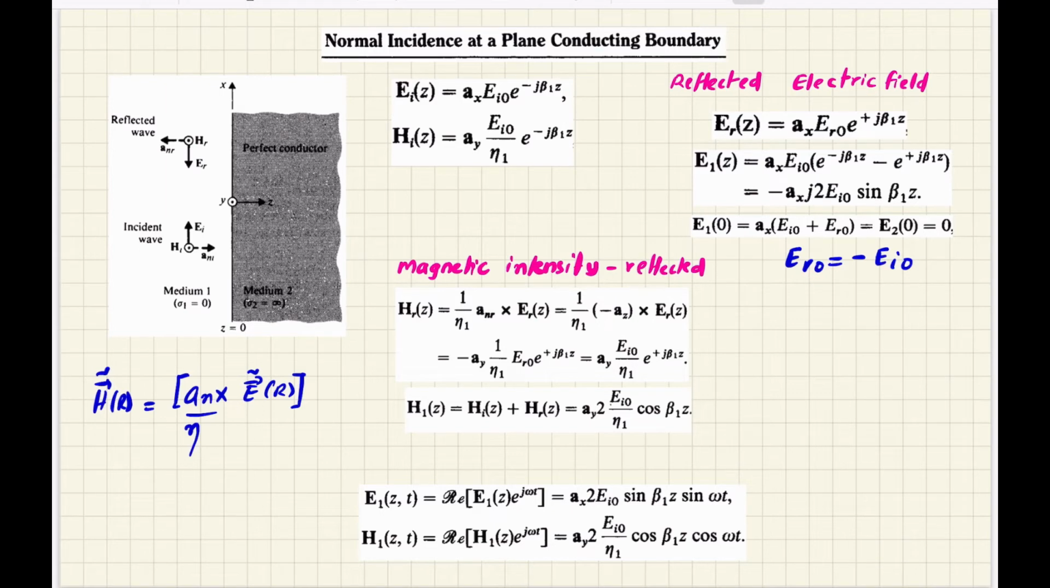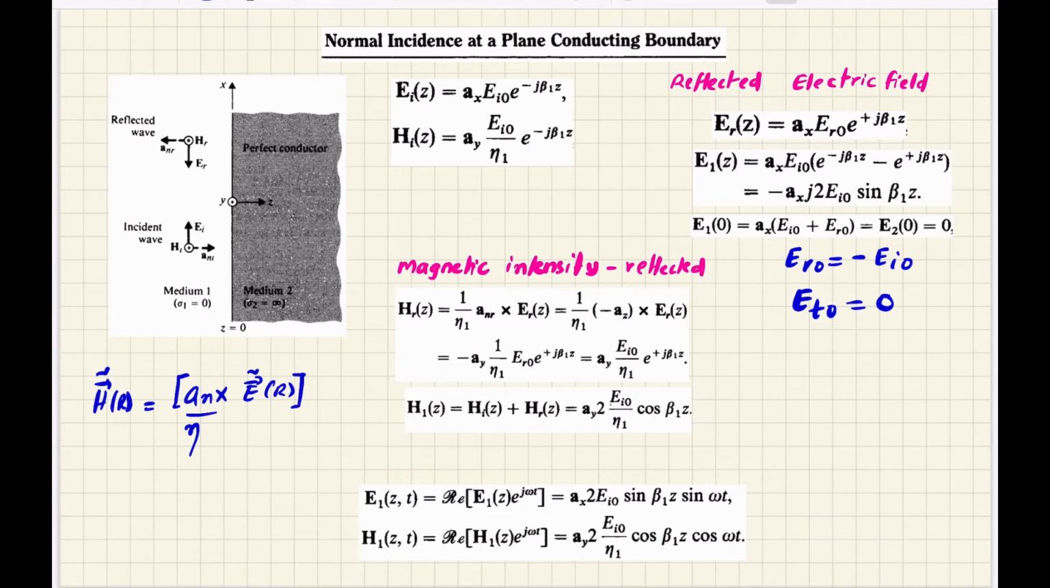Okay, that means the reflected wave electric field intensity is minus the incident wave intensity. It's completely reflected back. The incident wave is completely reflected back. And what about the transmitted wave intensity? Et0 will be 0 because there is no transmitted electric field in medium 2.